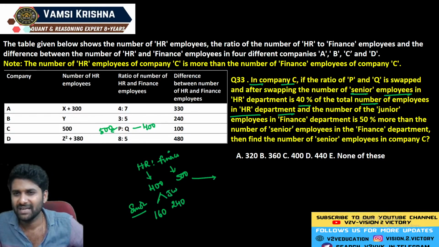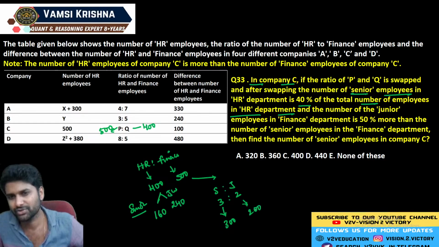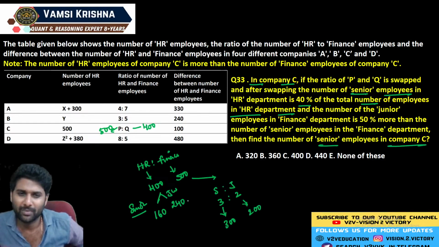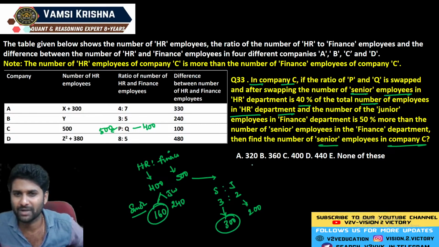Next calculation, see. In a finance department, 50% more are seniors. See, seniors and juniors, 50% more means it's a respective ratio of 3 is to 2. Number of seniors are 300, number of juniors are 200. Another question, find the number of senior employees in company. See, how many senior employees are there? Here 160, here 300, total value becomes 460.